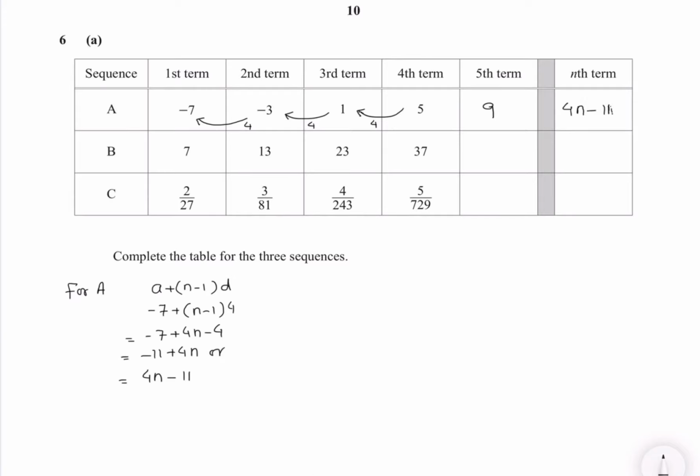For the sequence B, 13, 7, check the difference.